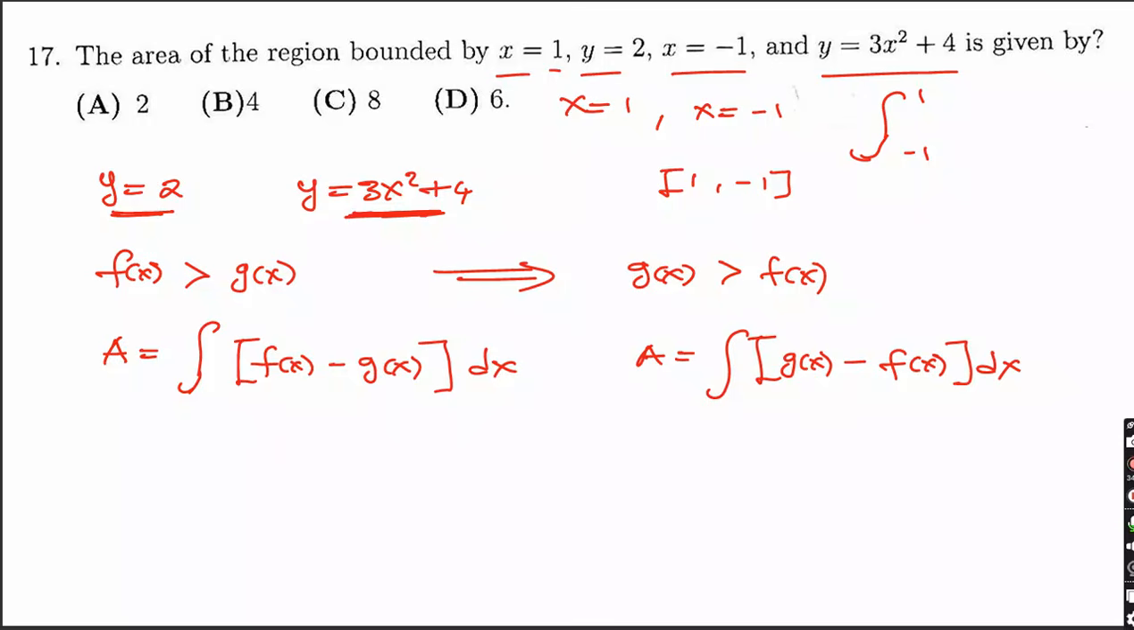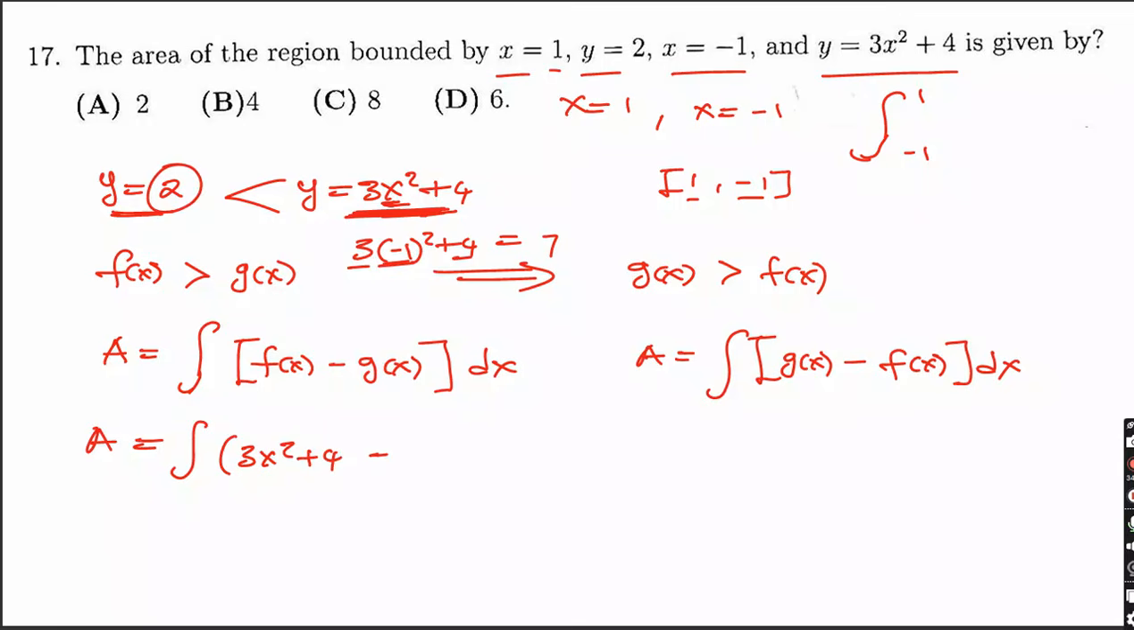So for us to estimate, we can take any number. We can either take negative 1 or 1. Let me use negative 1: 3 times negative 1 squared plus 4. This will give us positive 1 multiplied by 3, plus 4, which is 7. Even if we use positive 1, we still are going to have 7. So we're going to say that this is greater than this one. Hence the area is going to be equal to the integral of the first one, 3x squared plus 4. Now we subtract the smaller one, which is 2.